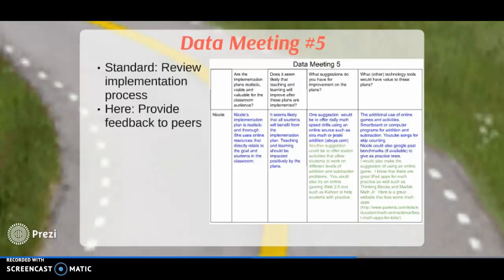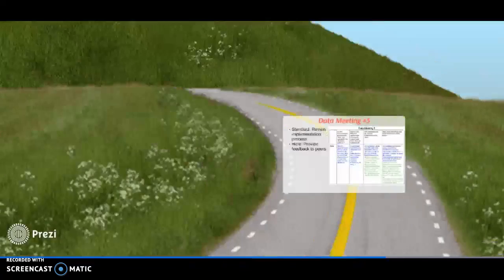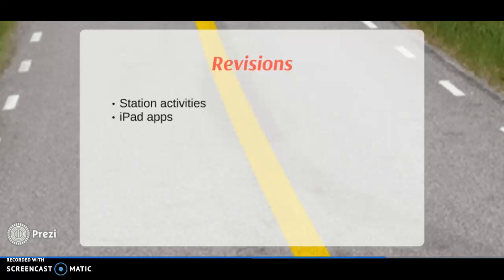This chart shows the feedback I received from the two people in my group. After reviewing my data action plan, my peers provided me with some suggestions I could use in my implementation process. One area I could improve would be to incorporate different levels of addition and subtraction problems to my center stations. Another way I could adjust my implementation plan is to download some math game apps onto the Chromebooks or iPads.